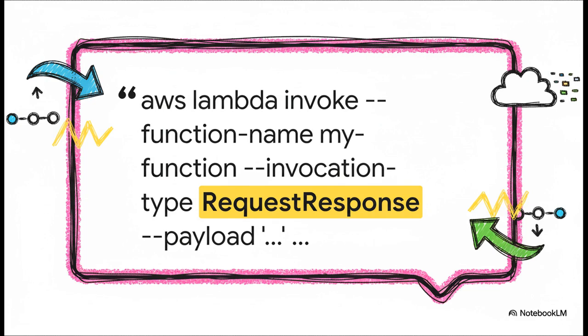And if you were to do this from the command line, this is what it would look like. Now you can see the function name and the payload, but the most important part here is this, --invocation-type RequestResponse. That is the magic flag that tells Lambda, hey, I'm waiting. Don't hang up until you have an answer for me.